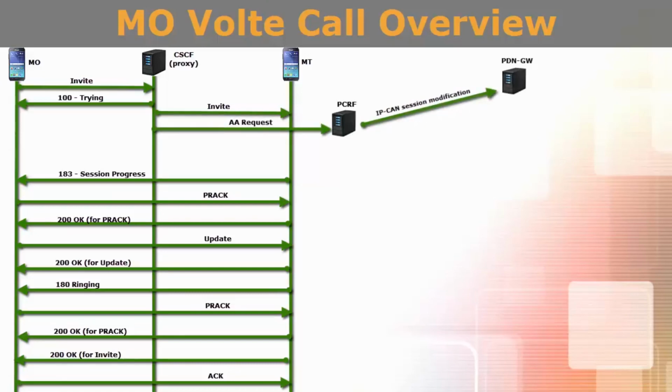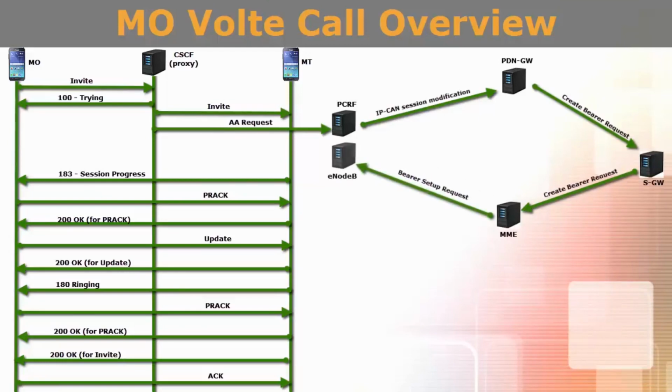PDN gateway sends create bearer request to serving gateway. Serving gateway sends create bearer request to MME. MME sends bearer setup request to eNode B. Then eNode B sets up this DRB at UE by sending RRC connection reconfiguration message. This DRB has QCI 1 for voice call data and QCI 2 if it is a video call. I talked about these QCI values in my previous videos also.